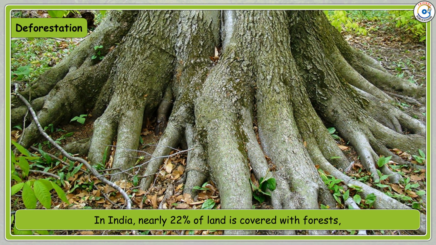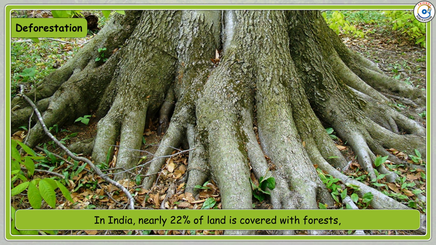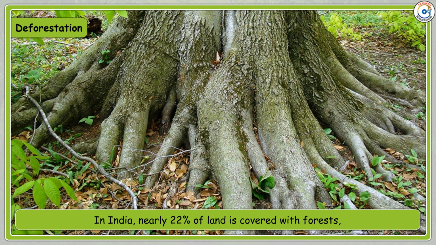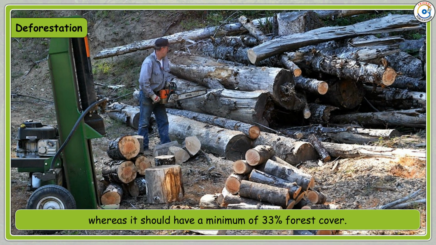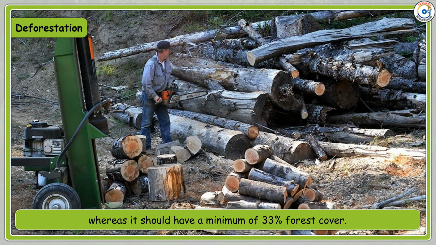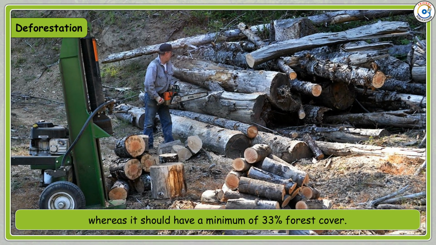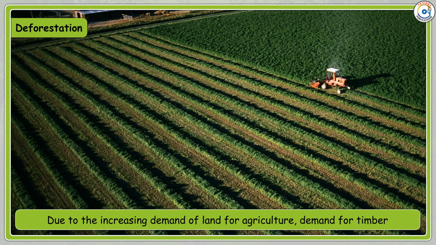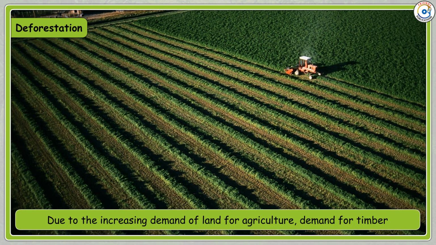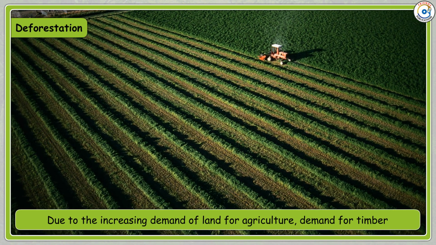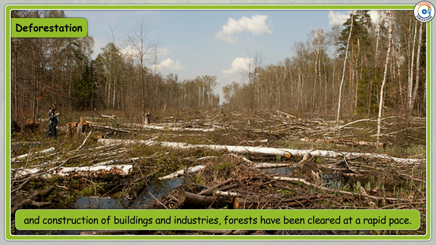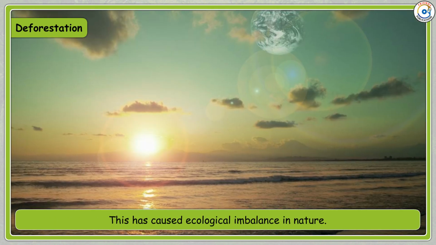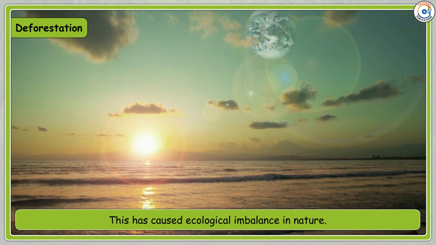Deforestation. In India, nearly 22% of land is covered with forest, whereas it should have a minimum of 33% forest cover. Due to the increasing demand of land for agriculture, demand for timber and construction of buildings and industries, forests have been cleared at rapid pace. This has caused ecological imbalance in nature.